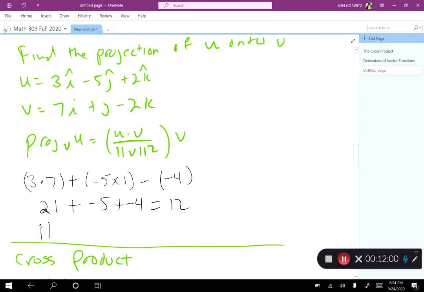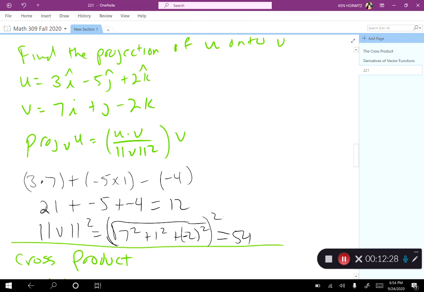And if I do the magnitude of V and square it, that's going to be the square root of 7 squared plus 1 squared plus negative 2 squared. And that should be 54, because I squared this whole thing. So my final answer should wind up being 12 over 54 times my vector V, the projection of U onto V, so times 7i plus j minus 2k.